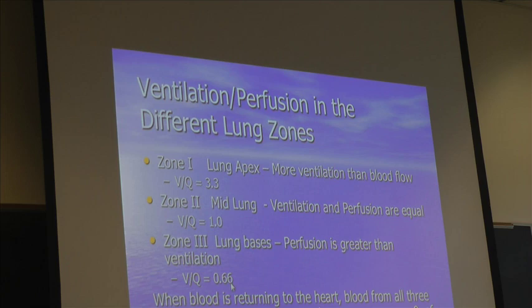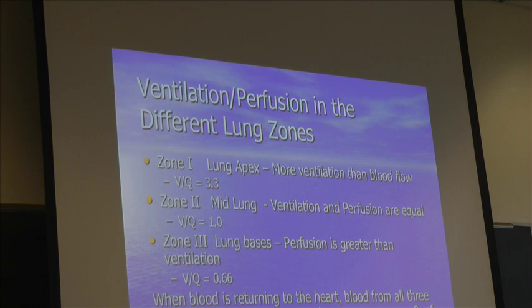Do you know with fractions, the bigger the number on the bottom, compared to the number on the top, the smaller the number? So like, 1/2 versus 1/10. So 2 on the bottom versus 10 on the bottom. So the bigger the number on the bottom, the smaller the number. So in the lung bases, when you compare perfusion and ventilation, there's more perfusion, so the ratio is actually less than one.